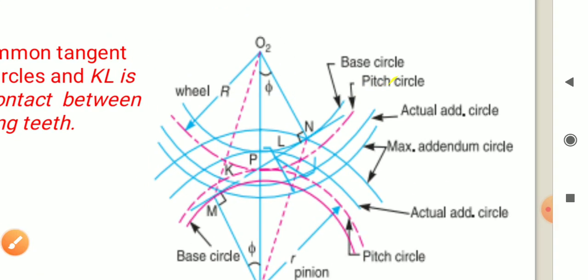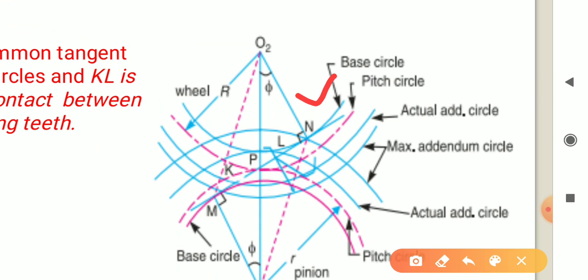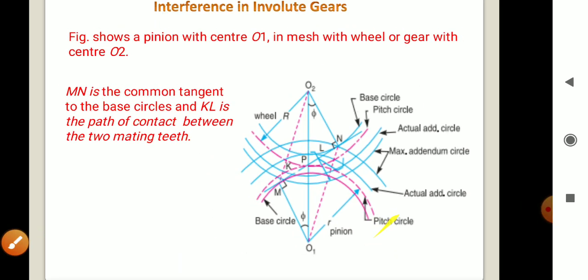See here, this is the base circle of the wheel, this line, and this is the base circle of the pinion. So this line is the common tangent to these two base circles. This is point M, this is point N. This is the common tangent.